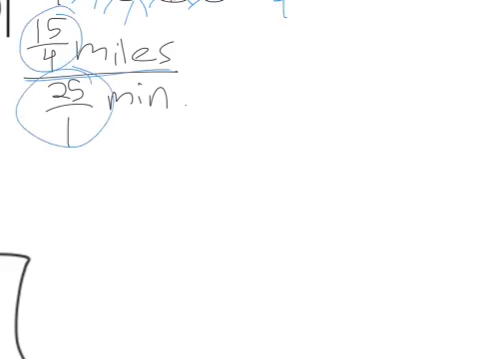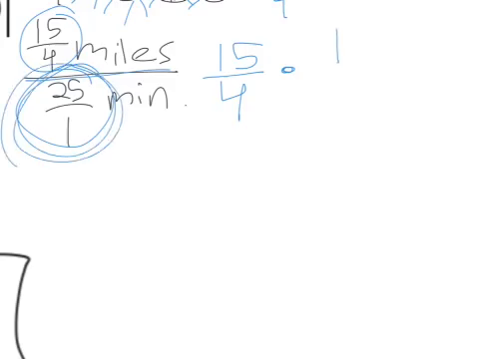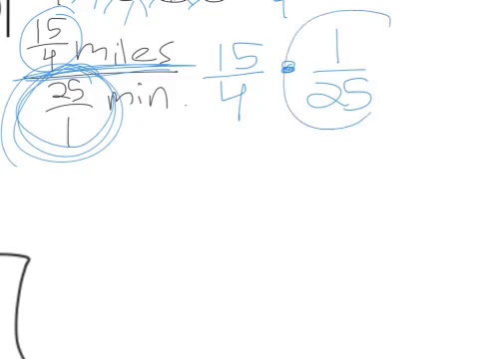So this can be rewritten as 15/4 times, instead of divided by, and then flip the second fraction, 1/25, because it's inverse operations. If we want to change this divide into a times to make it easier for ourselves, then we would have to do inverse operations and flip the second fraction. That's why 25/1 became 1/25.